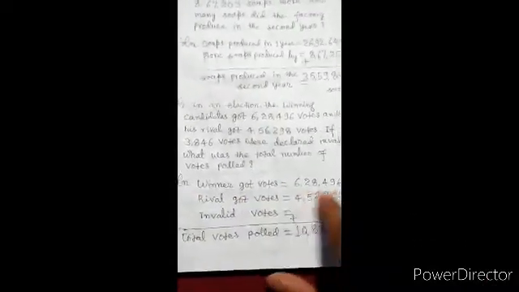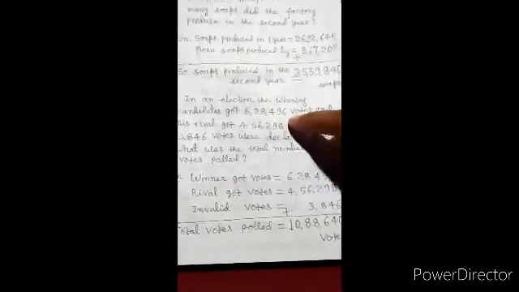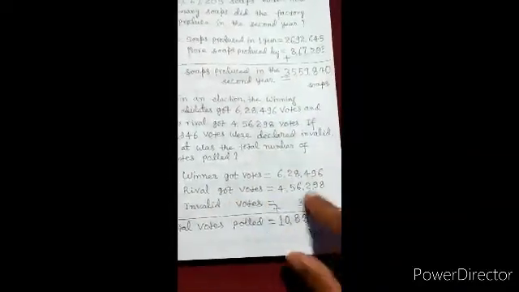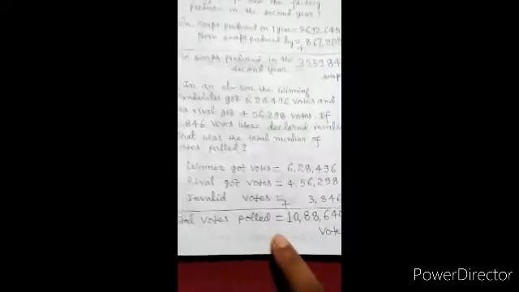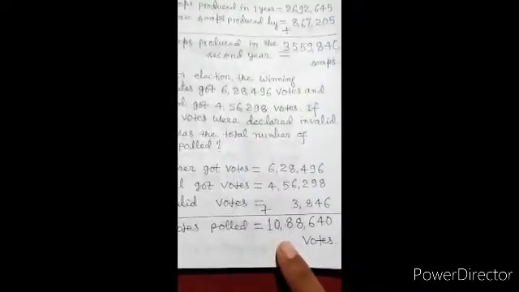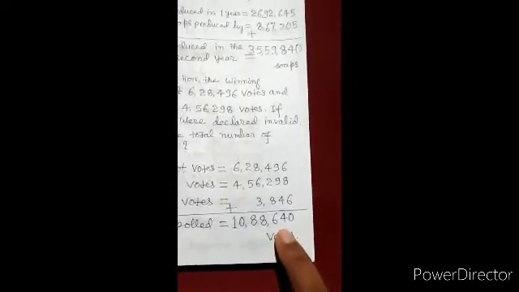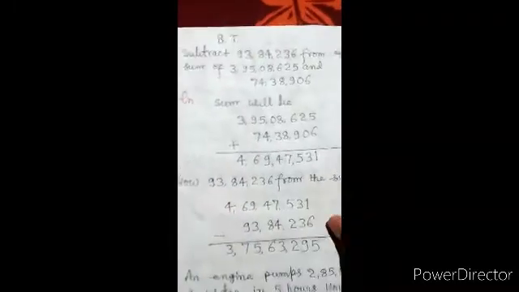Solution: winner got votes. This is the number of the winner who got this vote. And the rival got this number which is obtained by the rival. And this is the number of votes which were declared invalid, but it is also polled. So I added it, and our result is total votes polled, that is 10,88,640 votes. This is a word problem. We need to understand it first, again and again, read it and try to understand it.